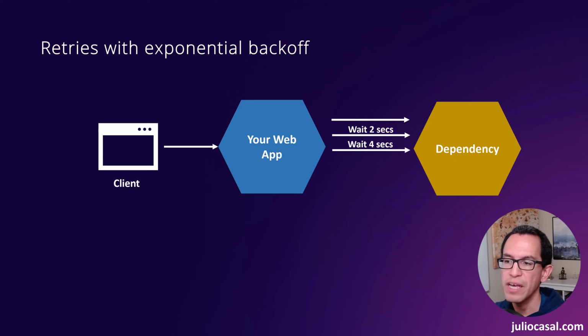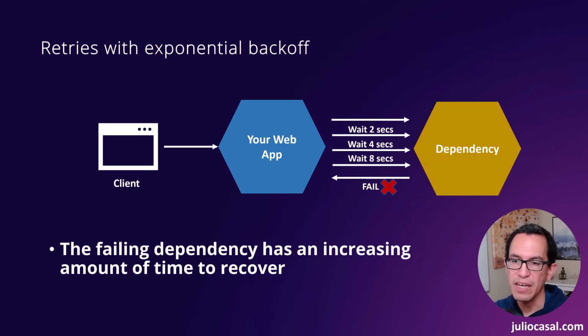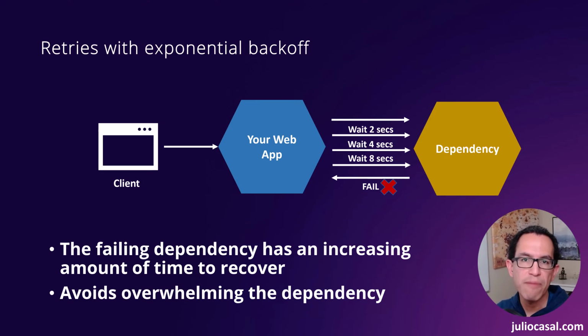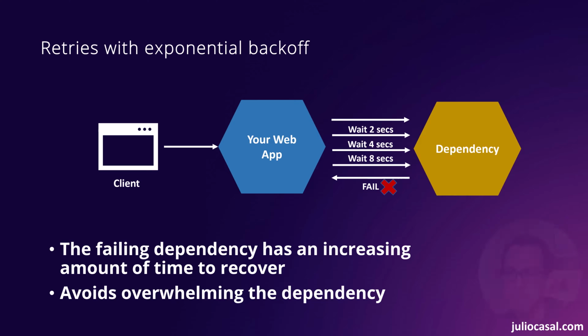And then we talk to it, and if it fails again, we wait not 4 seconds, we wait 8 seconds. We're waiting more time, until hopefully we get a successful response. But if we don't, it just fails, and that's it. But the idea is that we're giving the dependency more and more time to recover from the failures, and that avoids overwhelming the dependency. So that's the main idea of exponential backoff. Not just linear, but we wait more and more time.